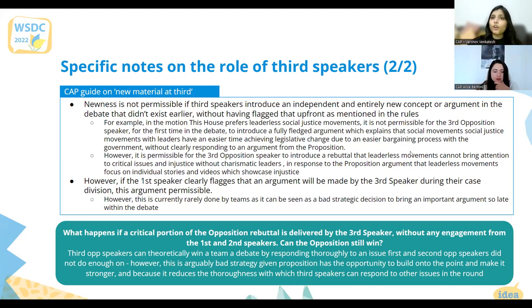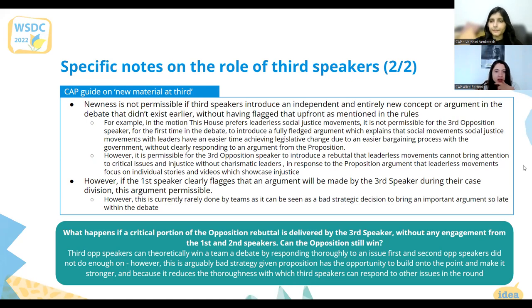But if that is standalone new material, then even if there was a one-line assertion earlier, that is not enough for you to make the decision that an earlier speaker has been credited with making some part of this argument and will probably be discounted on that basis. Does that make sense? Yes, thank you so much.